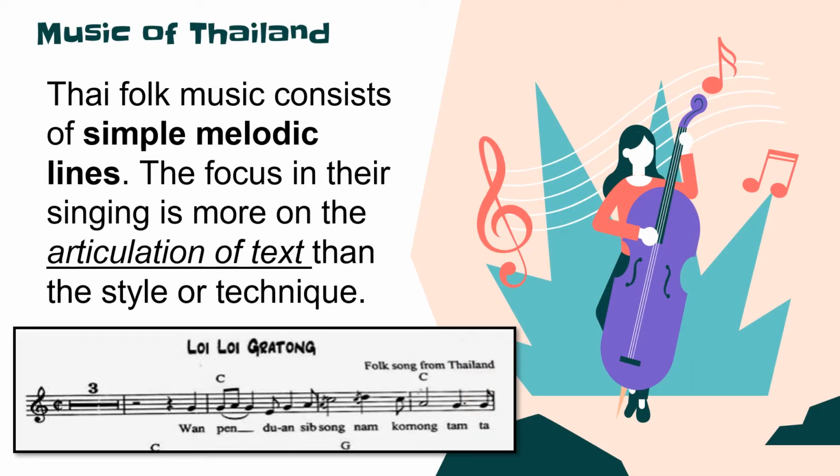Thai folk music consists of simple melodic lines. The focus in their singing is more on the articulation of text than the style or technique. As you can see on the picture below, the Loy Gratong has a simple melodic line. Later, ituturo ko sa inyo kung paano kantahin yung Loy Gratong.